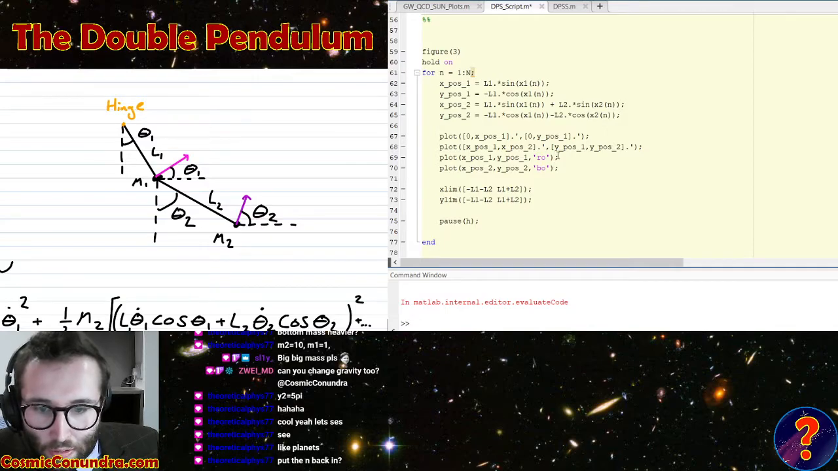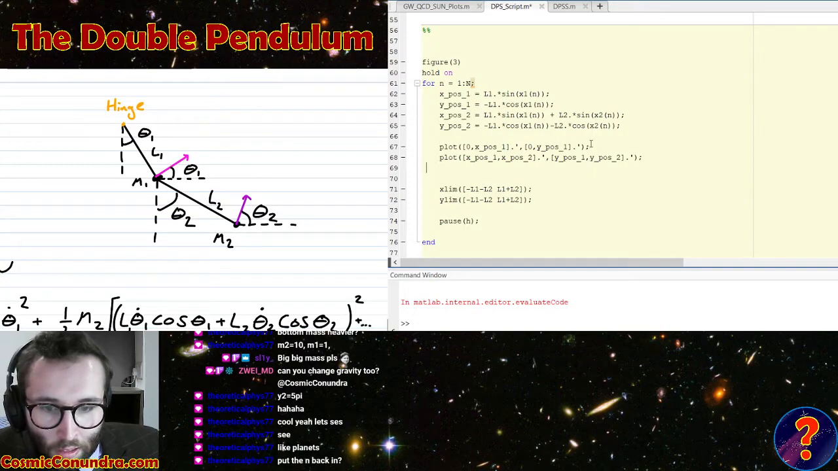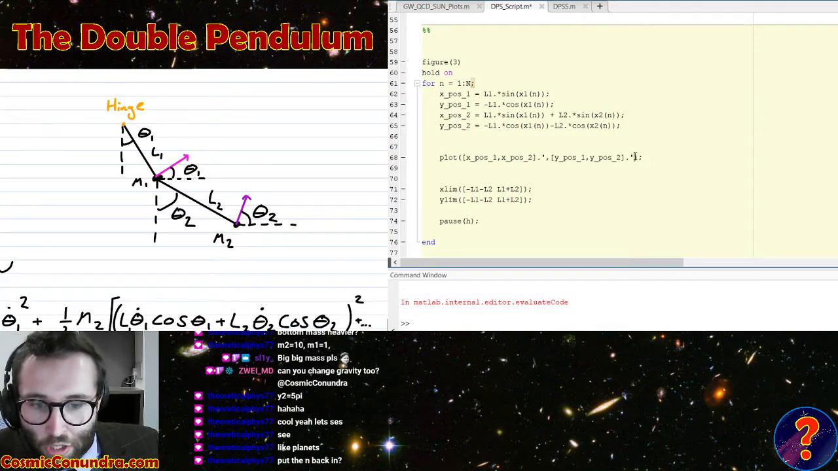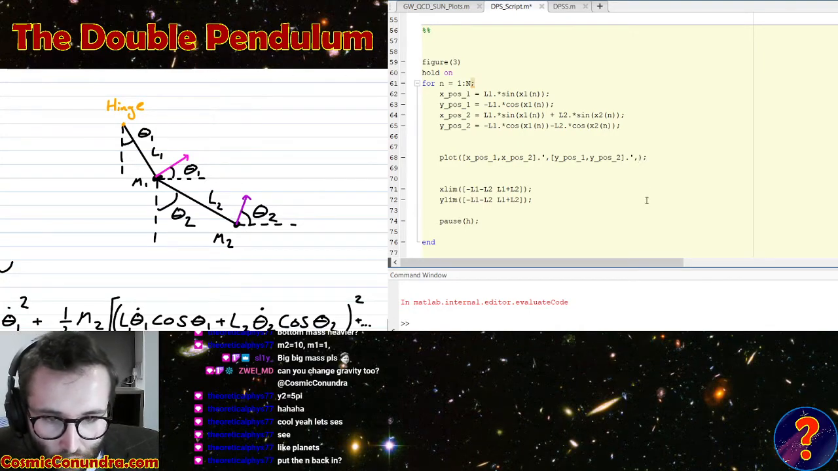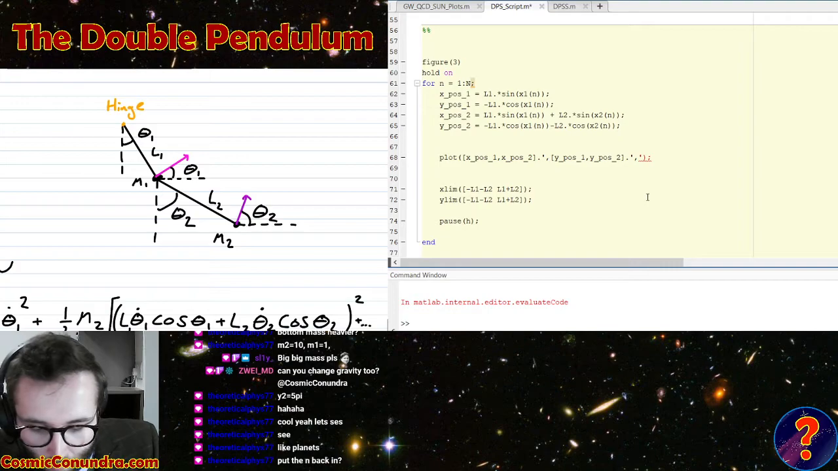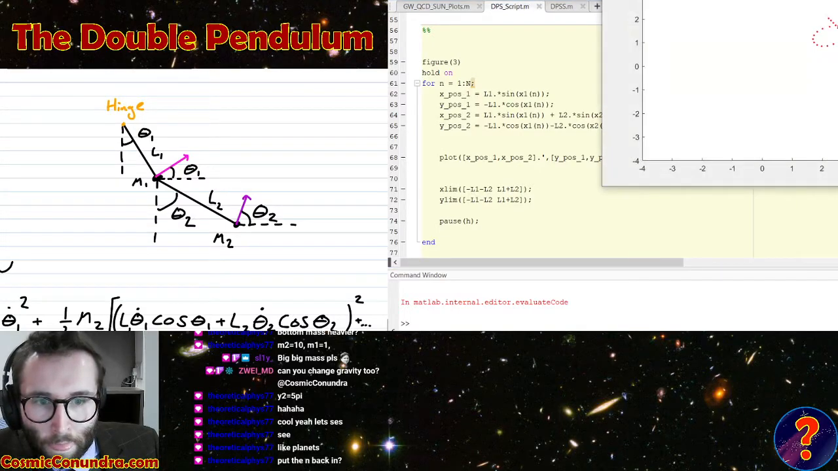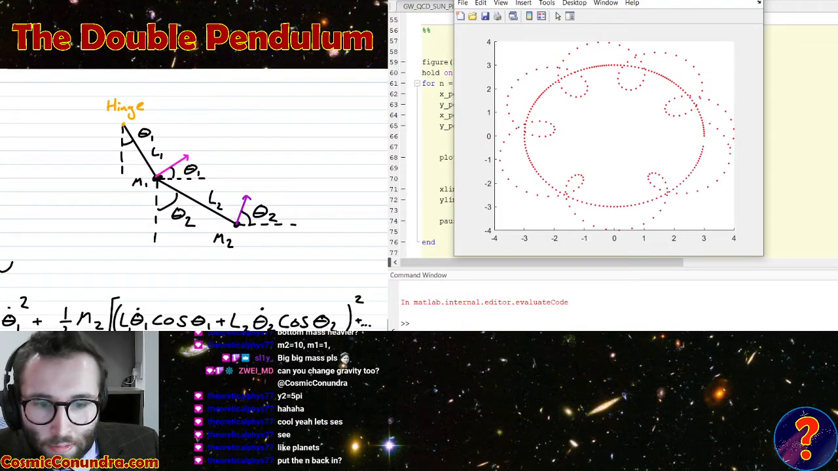then I'm going to get rid of these end bobs. I'm going to get rid of the position of the first bob, because actually the position of the first bob is not very interesting. But I'm going to look at the position of the second bob, and I'm just going to specify that it is traced out as red points, red dots. There we go. So this is the position of the second one.